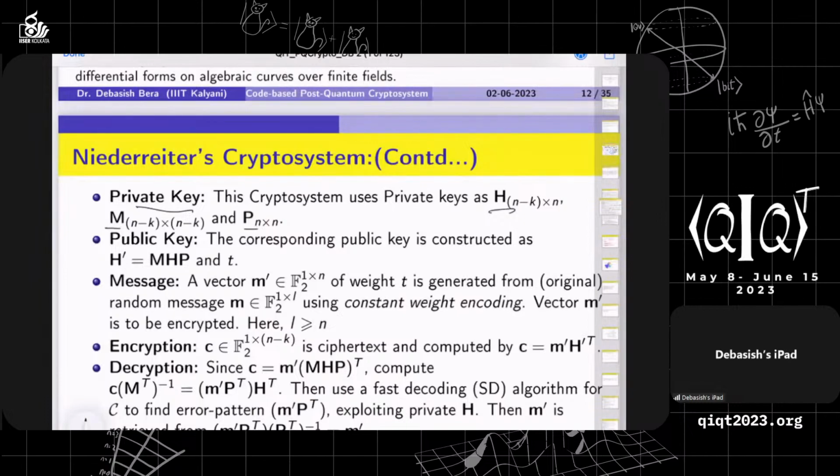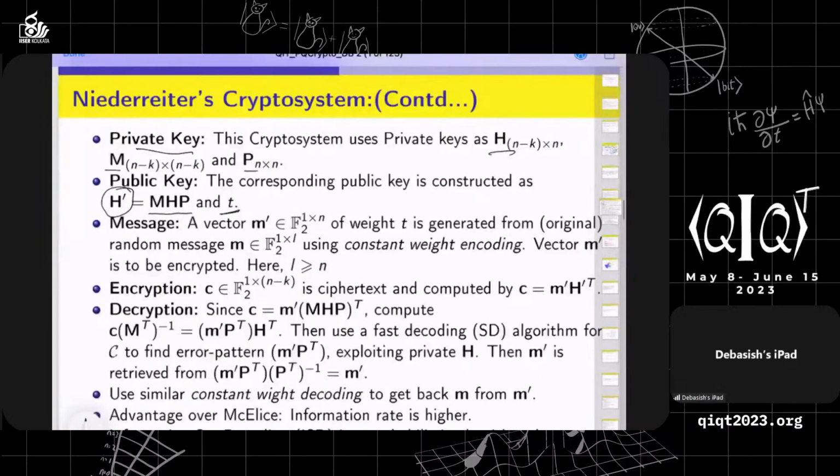Ultimately you are publicly revealing the H prime, which is basically the multiplication of M, H, and P, obviously with the error bound T. Similarly, if you go to the decryption part, you'll see that if you don't know M, P, and H separately, though you have H prime available, you will not be able to decode the syndrome. So that's why those things are there.